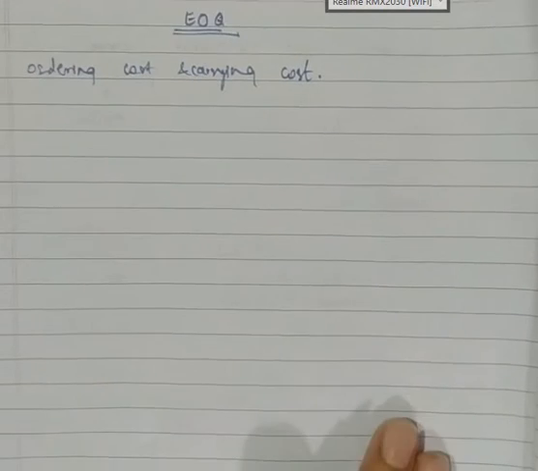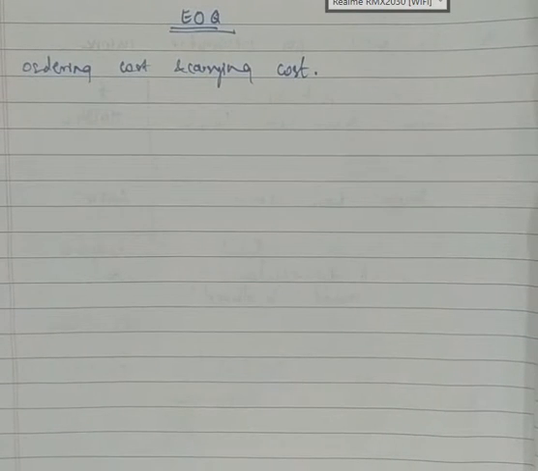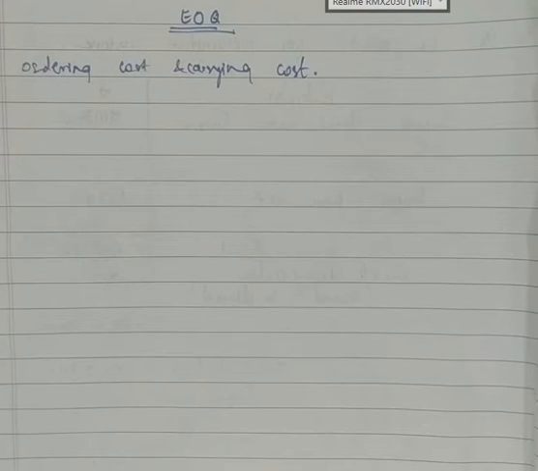Now, ordering depends upon how much material we want. So in a year, what is our annual requirement of the material? Okay, if we need in total 10,000 of material, then we will find how much we should order at a time. So we will also get the number of times we have to order. That's our EOQ.